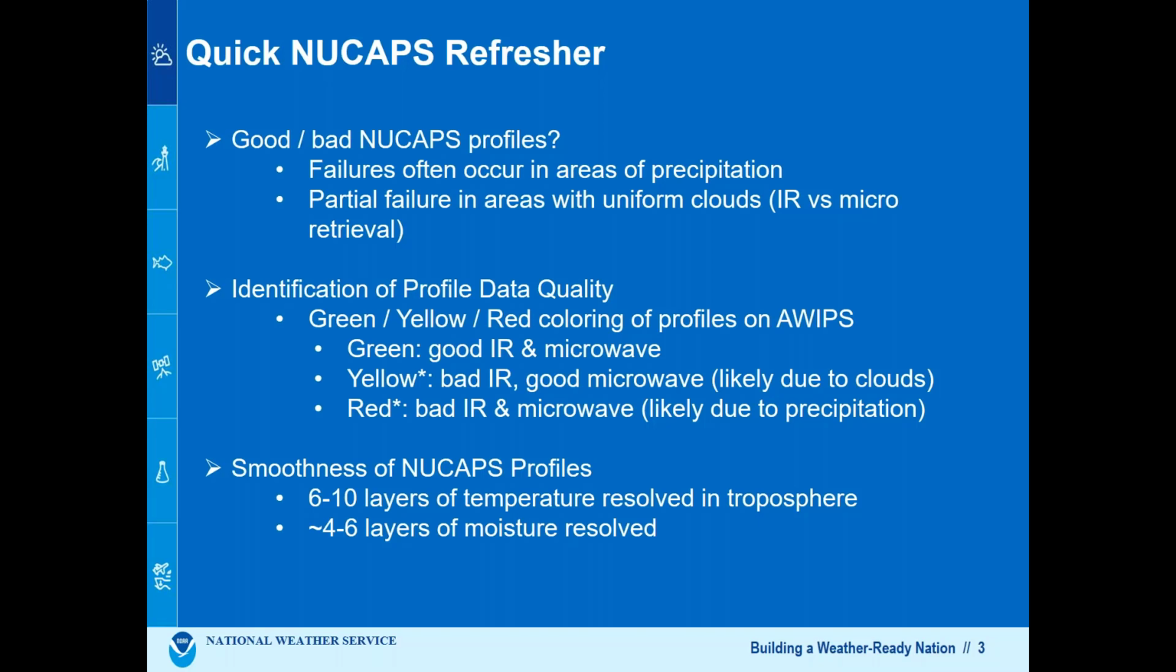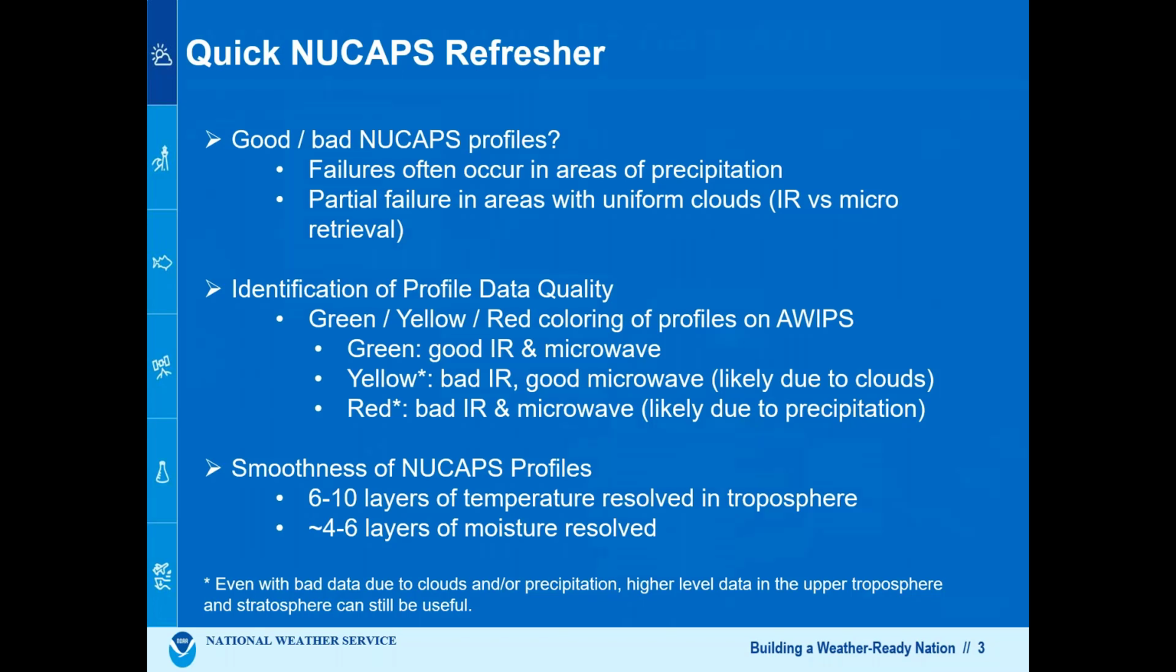You also notice when you're looking at the Skew-T plots of the NUCAPS profiles that the profiles look quite a bit more smooth compared to what you're going to see in your actual balloon RAOB soundings. That's just the nature of the microwave and IR retrievals. We're looking at 6 to 10 layers of temperature that are resolved in the troposphere and just a few less layers of moisture resolved. So keep in mind, these NUCAPS profiles will be quite a bit more smooth, but the trends are largely pretty well preserved.